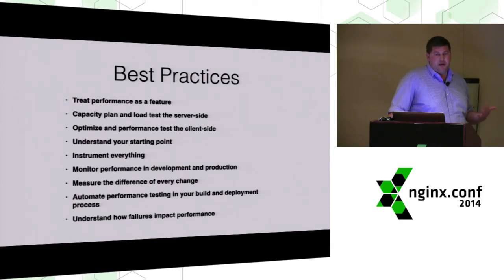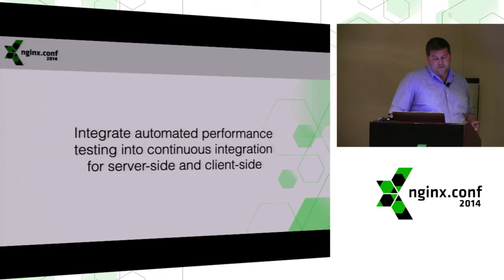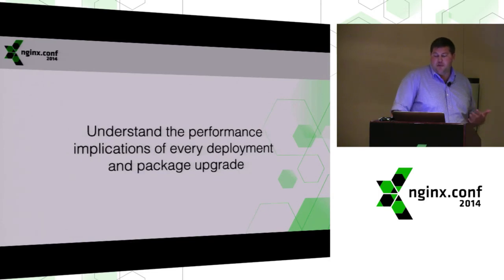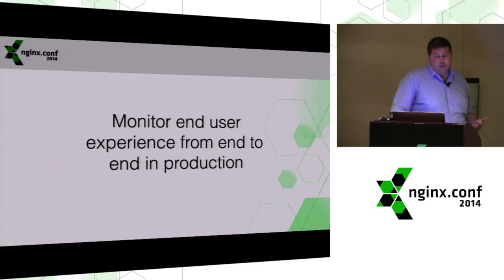And then automate everything. Again, I'm a pretty lazy engineer. I like to do things once and then just be able to run a script and do it again and again. And if I can, I automate it into the process. So those are, I think, the biggest tips: automate performance testing as part of your build and deployment process, and more importantly, understand how failures impact performance. Don't just wait when things are successful. So again, integrate automated performance testing into your continuous integration setup. There's a ton of tools that make this very easy to do. All of the tools that I talked about can be automated. Understand the performance implication of every deployment and every package upgrade, every change, and more importantly, monitor the end user experience from end to end in production.